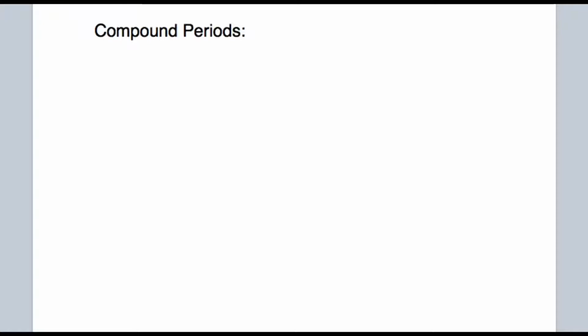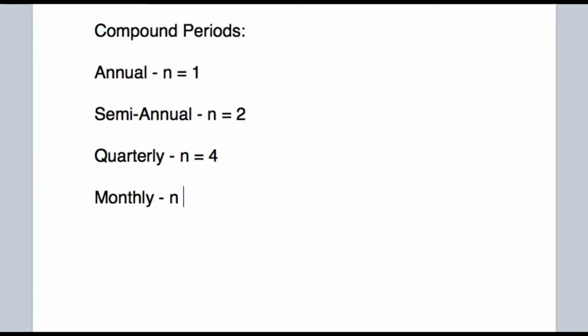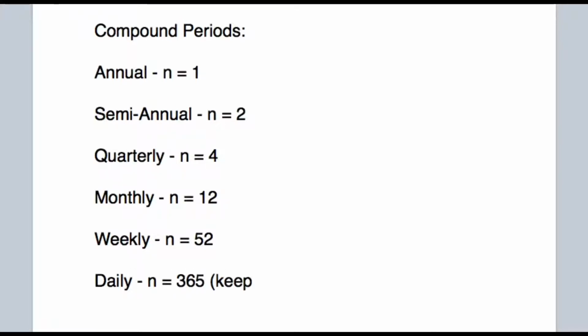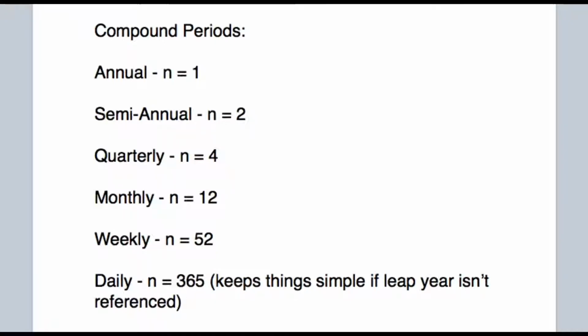Now when we deal with compound periods, the first compound period we're going to look at is annual compounding. That means N is equal to 1. Then we look at semi-annual. That means N is equal to 2. We have quarterly, N equals 4. Monthly, N equals 12. Weekly, pretty rarely used but could be used, is N equals 52. And then daily, N equals 365. Using 365 instead of 366 every fourth year just keeps things a little more simple if we don't reference the leap year.